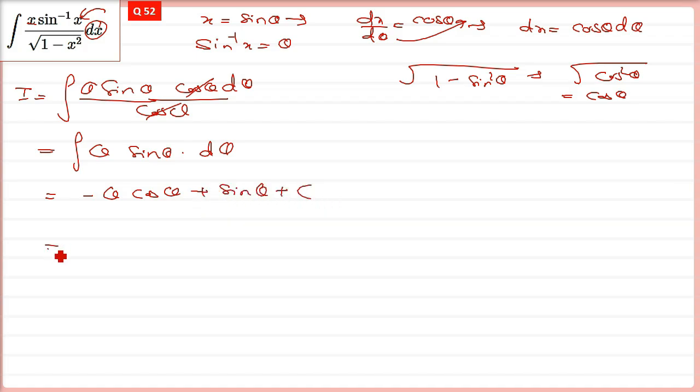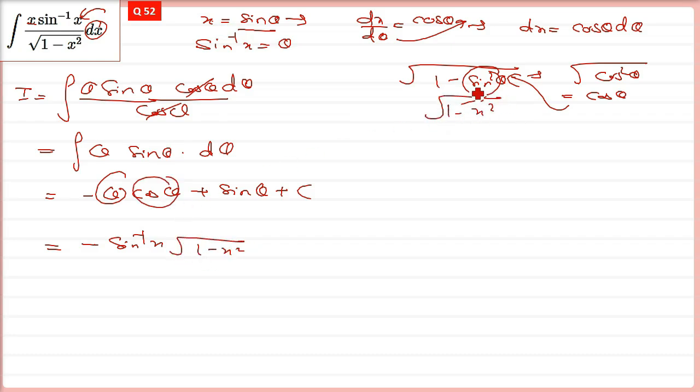Now replacement. Theta will be sin inverse x. Cos theta will be under root 1 minus sin square theta, but sin theta is x actually. So it will be under root 1 minus x square. So under root 1 minus x square. And then we have a sin theta. So plus, what will be sin theta? It will be x plus constant of integration. That is your final result.